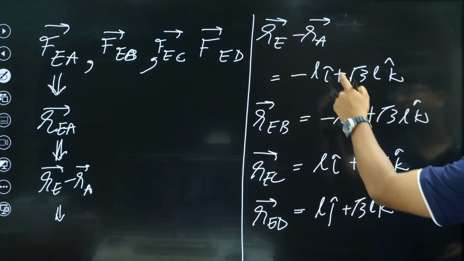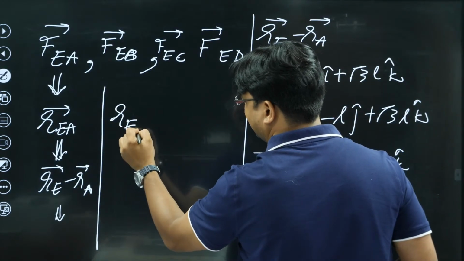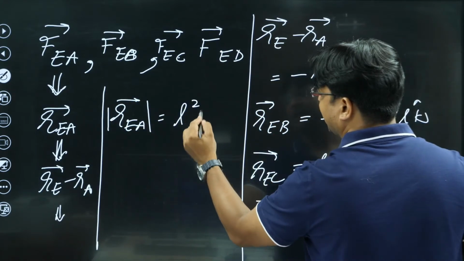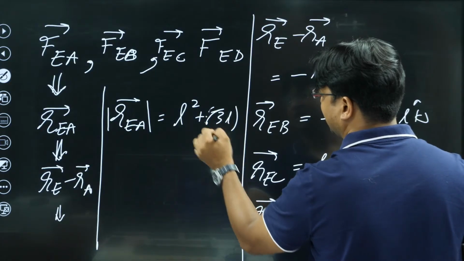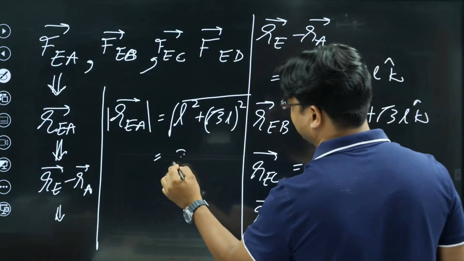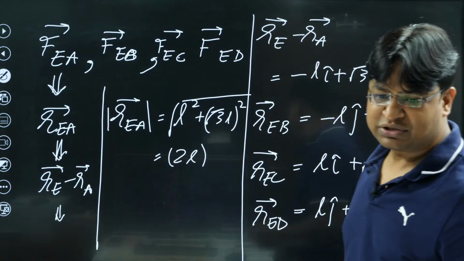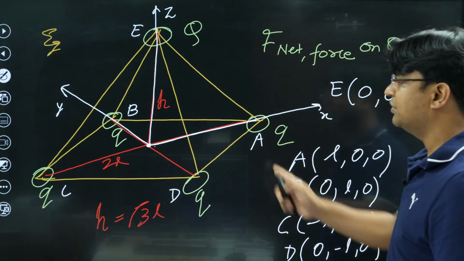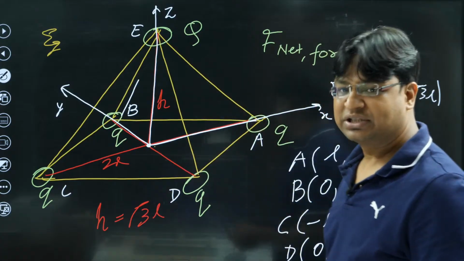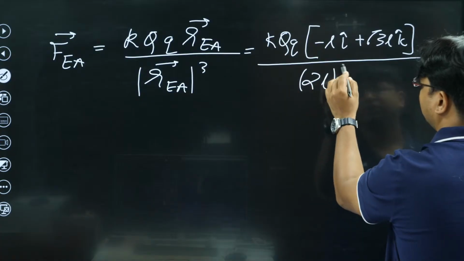Now notice that the magnitude of this vector, the REA vector magnitude, will become the square root of L square plus root 3L square. So this will become 4L square root, so it will become 2L. And all these vectors have the same magnitude. That is actually evident from the figure itself. All these lengths are identical. So we will write 2L cube.